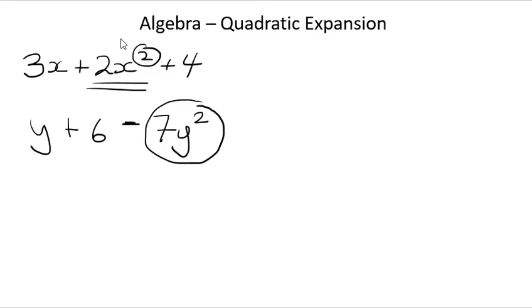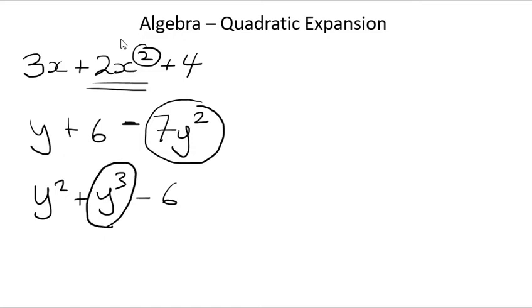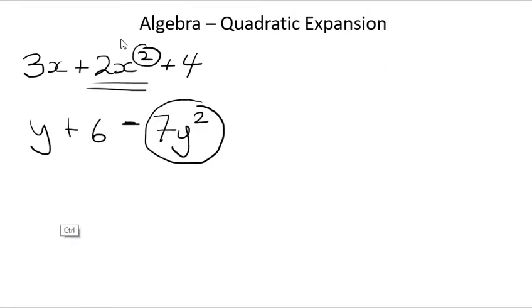And for that reason, this is not, now repeat, not a quadratic expression: y squared plus y cubed minus 6, because we have here something raised to the power of 3. And we said for it to be quadratic, the highest power in the expression should be 2. So this last one is not a quadratic expression. So let's get rid of it right away so that we don't confuse ourselves.